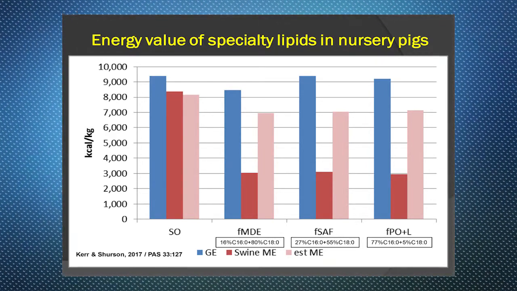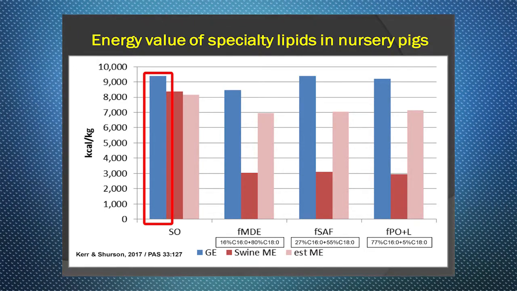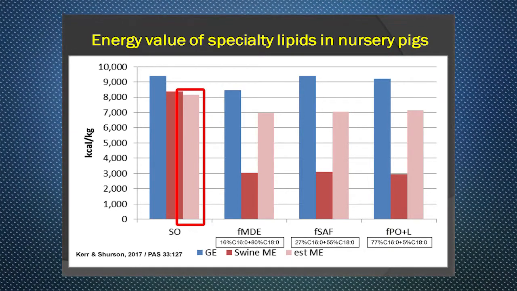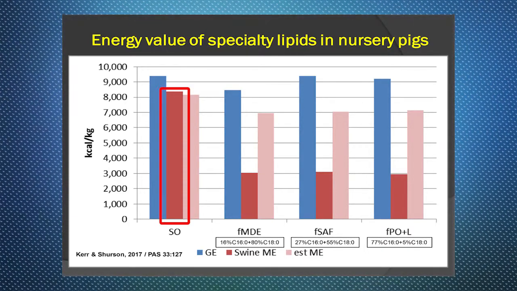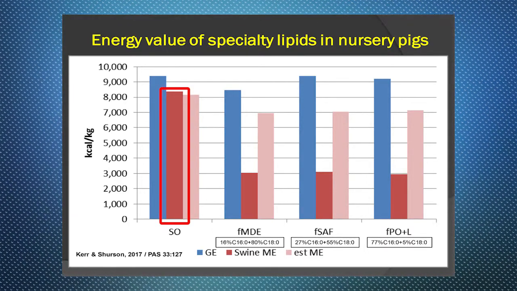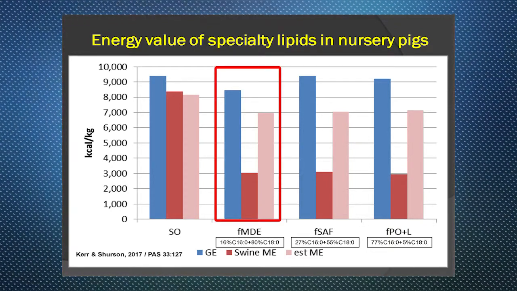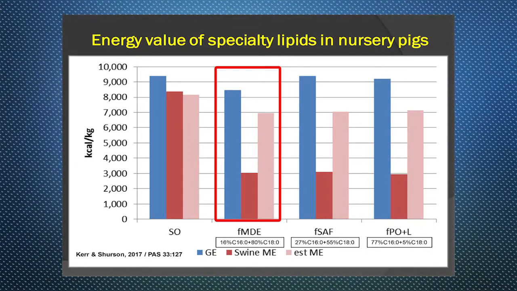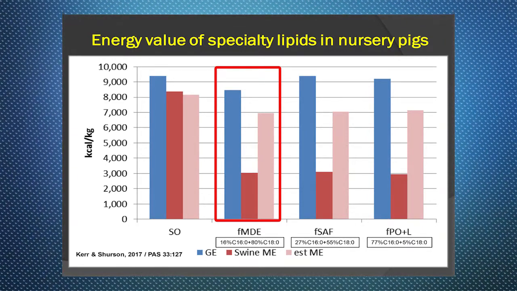Let me set up the slide a bit here. The blue is the gross energy of the product. The light pink is the predicted value based upon the Weismann equation. The red is what we actually determined of the energy value on that. So here's a mono-diemulsified product. It's basically 96% of these two fatty acids. This is a lipid now.